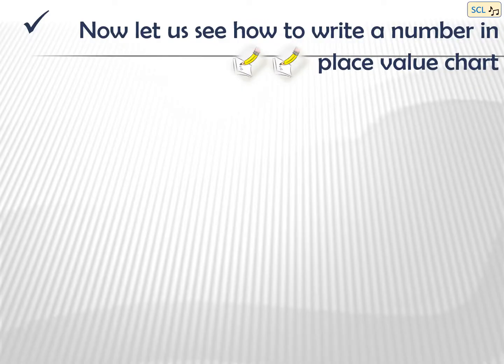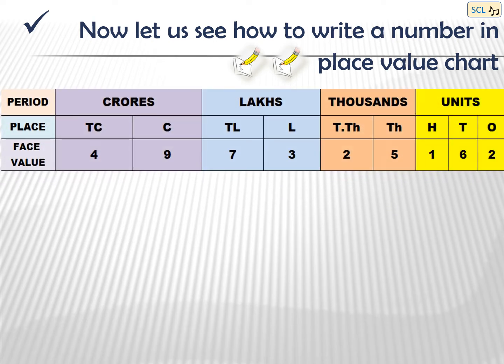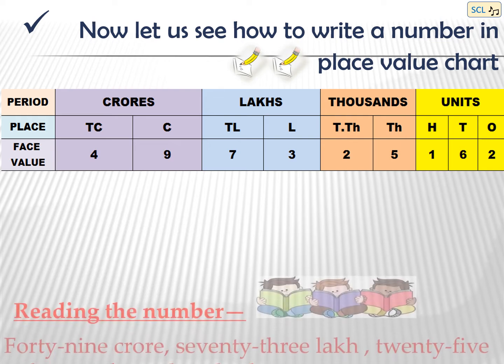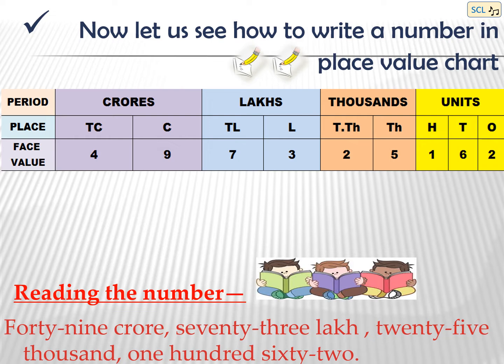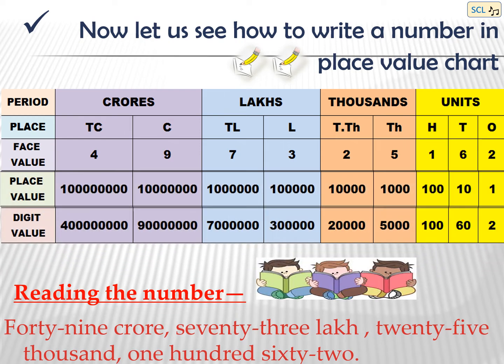Now let us see how to write a number in place value chart. This we have seen before. 497325162, a number written in the place value chart in different columns. How to read this number? This also we have learned before. 49 crore 73 lakh 25,162.